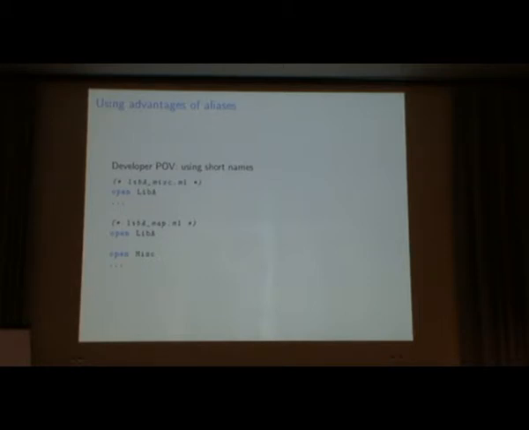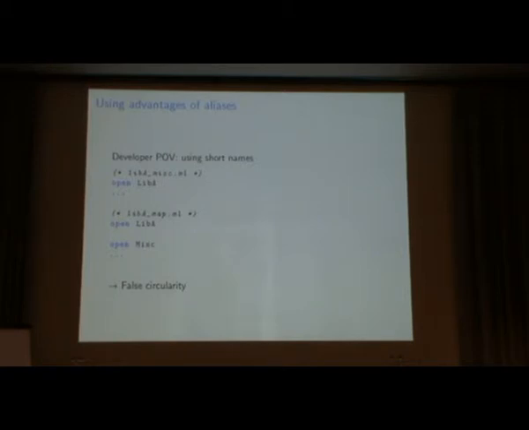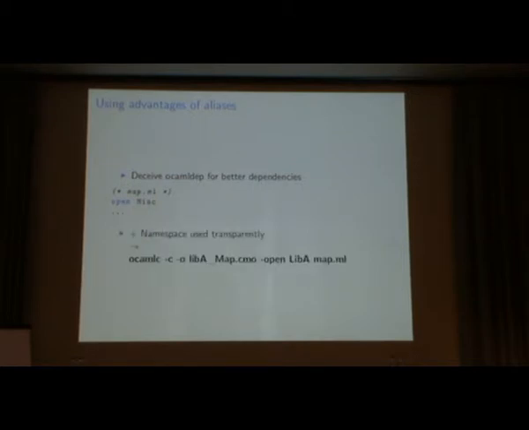But in terms of dependencies, it's not really efficient. And as you could see, it looks like there are circularities because the wrapper uses the modules, but the modules also use the wrapper. But in reality, there is no circularity. We can deceive ocamldep to compute better dependencies. So we can use short names, and the developer can use the namespace transparently using this line of compilation.